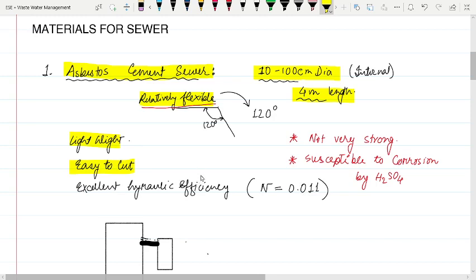The problem with asbestos cement sewer is that it is not very strong. We cannot place any kind of load on it. It is also susceptible to corrosion by H2SO4, so we cannot use it in acidic sewer.